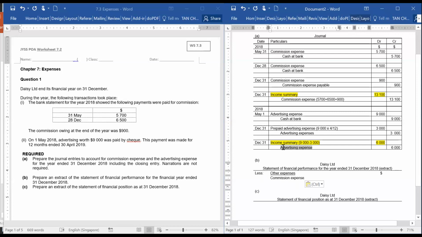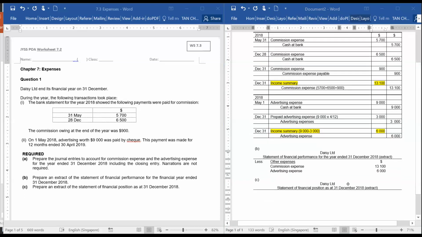Okay. The challenge will be how much is the commission expense incurred for the year? We have already done our thinking process just now. It would have been 13,100, as well as the advertising expense for the year is $6,000. Okay, so we are done with the extract for the financial performance. We are now ready to move on to the financial position. So what is going on as at 31st December?